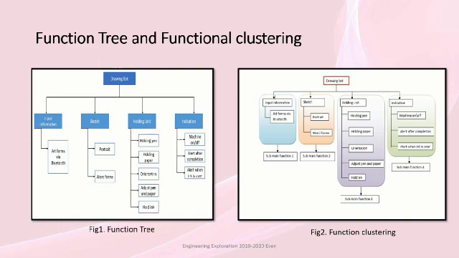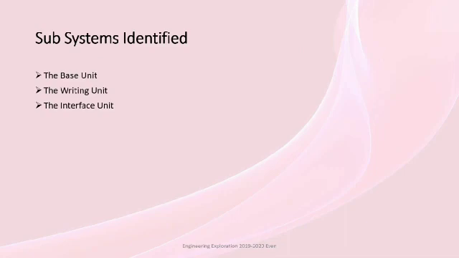Function tree and function clustering. As we can see here, the figure 1 function tree of our project, that is drawing board, consists of 4 main functions: input information, sketch, holding unit and indication, which has many sub-functions under it. Similarly, when we see the figure 2 function clustering, we can see that there are 4 main functions under which there are many sub-functions. For example, let us take portrait and word forms. That is the sub-function of the main function sketch and is clustered under its main function, that is sketch. Subsystems identified. The subsystems we identified in our project were the base unit, the writing unit and the interface unit.